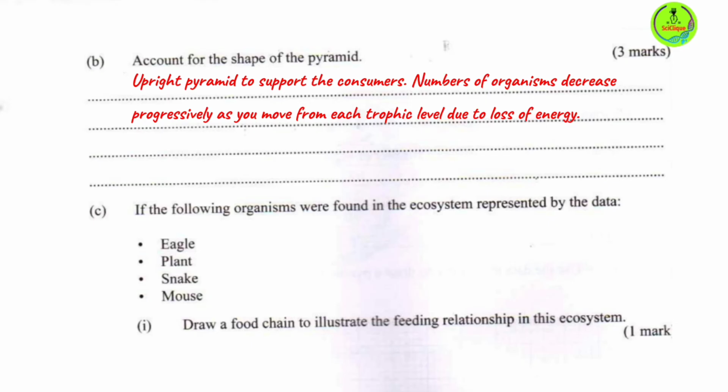Part C. If the following organisms were found in the ecosystem represented by the data, draw a food chain to illustrate the feeding relationship in this ecosystem. So we are going to start with the producers, which in this case are the plants. The plants are being fed on by the mouse, and then the snake, and lastly the eagle.